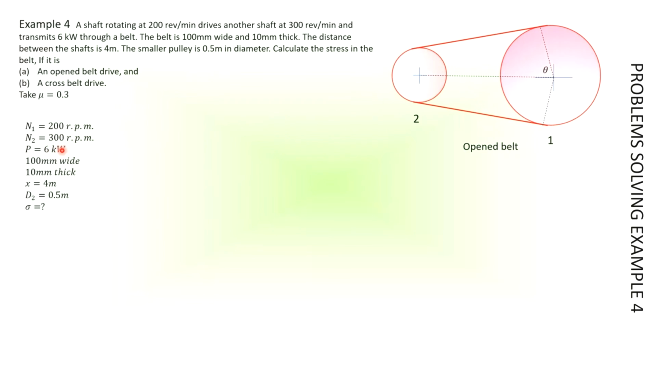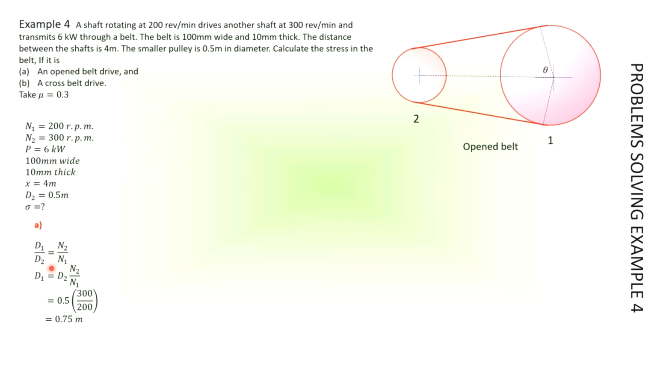So the power given is 6 kilowatt, and they have given us the dimensions of the belt as well, 100 mm width and 10 mm thickness. The center to center distance they have given is 4 meters. The diameter of the smaller pulley is 0.5 meter. So what we need to do is find out the diameter of the larger pulley.